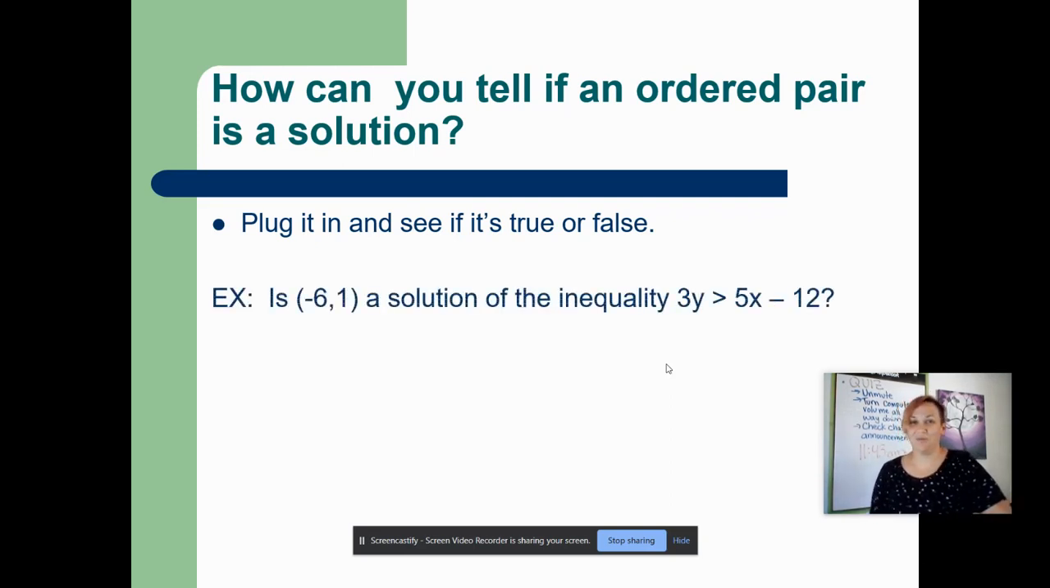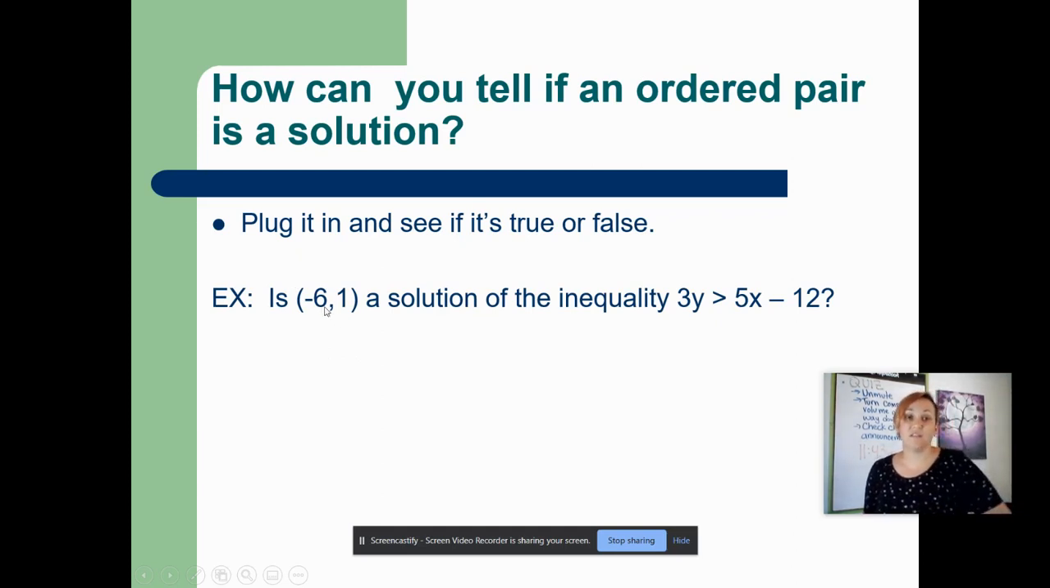Here is an example. So again, this one says, is -6, 1 a solution for this inequality? And you can do this with inequalities or with equations also. So if I give you something with an equal sign, you could also plug it in to see if it's a solution. Now, when you're plugging in, you have to be very careful and make sure that you're plugging in the correct number to the correct letter.